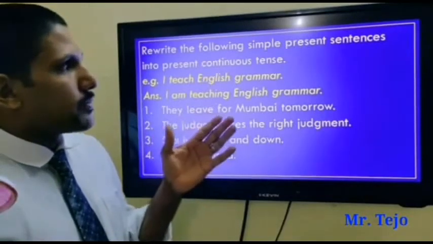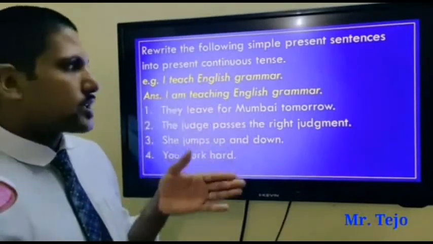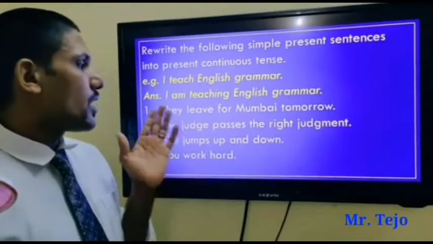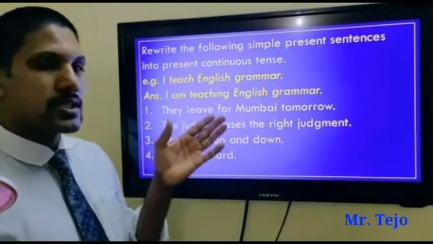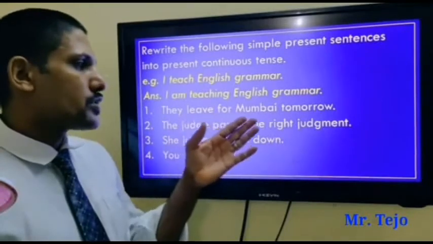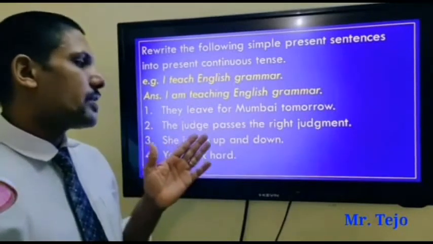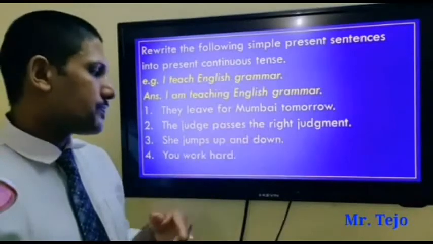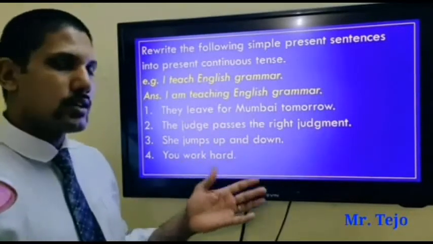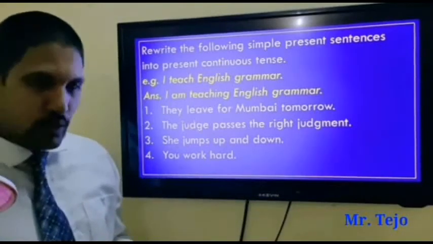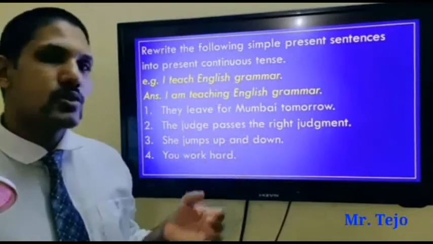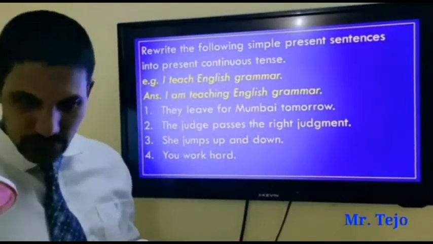Rewrite the following simple present sentences into present continuous tense. I teach English grammar. The answer is I am teaching English grammar. They leave for Mumbai tomorrow. The judge passes the right judgment. She jumps up and down. You work hard. You can easily write these simple present tense sentences into present continuous tense.